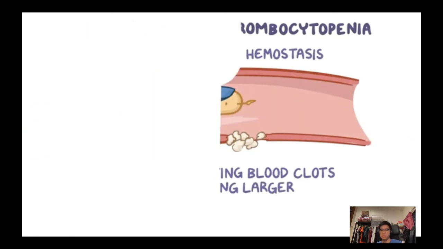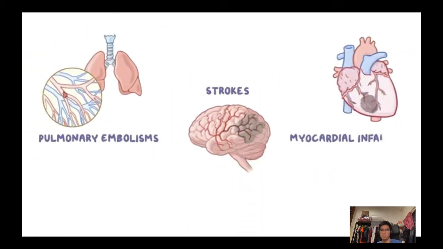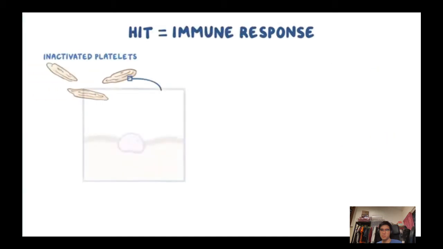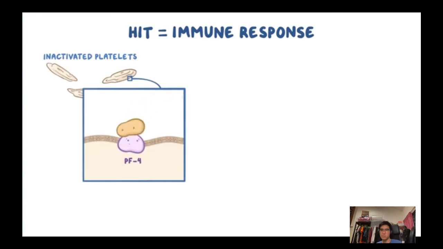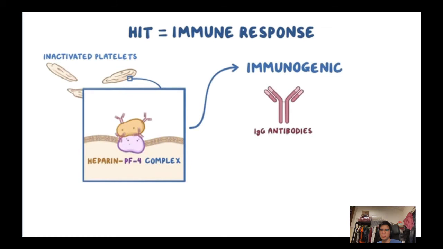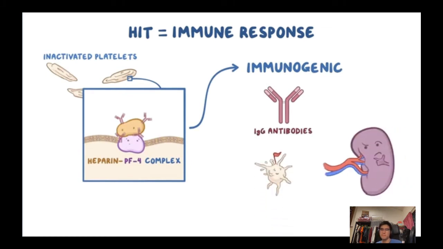So it's often given to people who suffer from pulmonary embolisms, strokes, and myocardial infarctions. Now, the main mechanism behind the development of HIT is actually an immune response, which starts when heparin binds to a protein on the surface of inactivated platelets called platelet factor 4, or PF4. Together, they form a complex called the heparin PF4 complex. This complex is immunogenic in certain people, meaning they have circulating IgG antibodies that recognize the complex as foreign pathogens. So, these antibodies will bind to the heparin PF4 complex and mark it for destruction within the spleen.